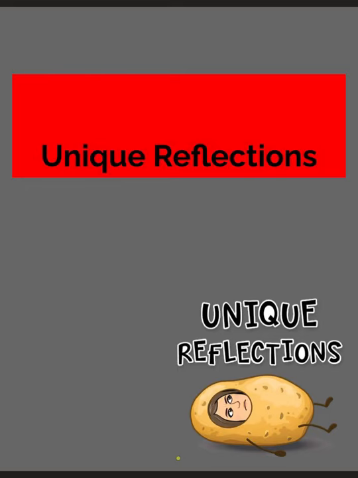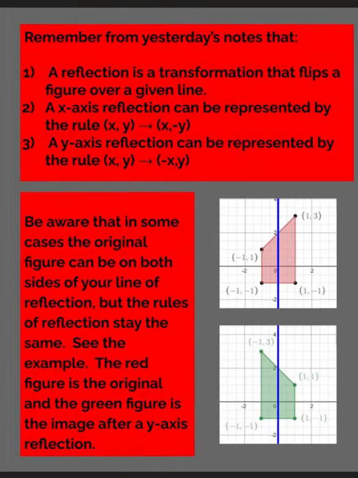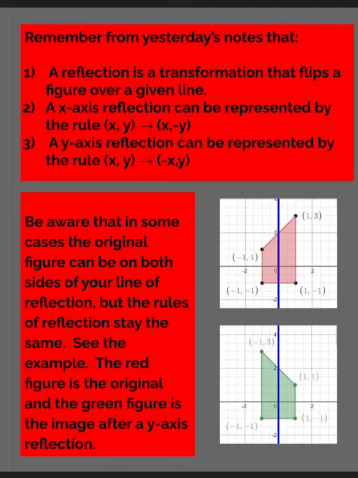Unique reflections. So let's review a little bit from yesterday. We have here a reflection is a transformation that flips a figure over a given line. So a reflection is where the image flips. Now, don't forget, we had the x-axis reflection where the x-coordinate stayed the same. So we reflected over the x-axis, so the x stayed the same. The y-coordinate became the opposite.